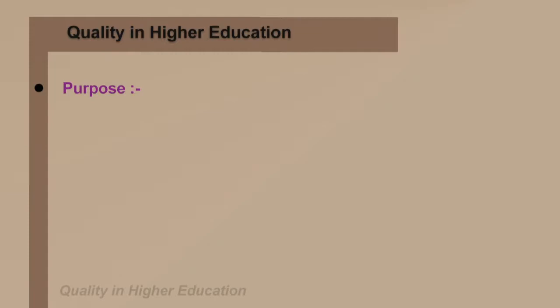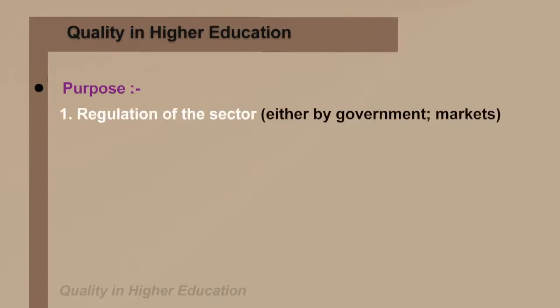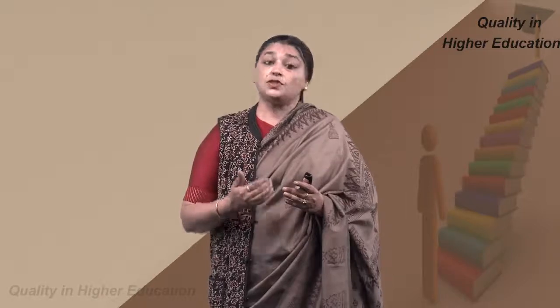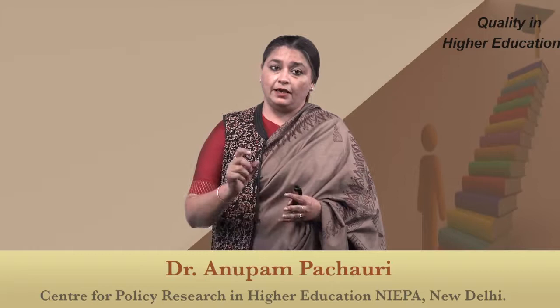The purposes are varying. These could be for the regulation of the higher education sector, either by the government or by the markets. So, we may say that the sector which has been largely controlled by the government, the government is the main regulator. The government wants to understand what is the quality of institutions, where to put the money. Which institutions need more support, which institutions need to be supported to develop the capacity, which are the institutions who have the capacity and need to be funded accordingly. Similarly, the markets also make these kinds of decisions and they are therefore important drivers in regulating the sector.